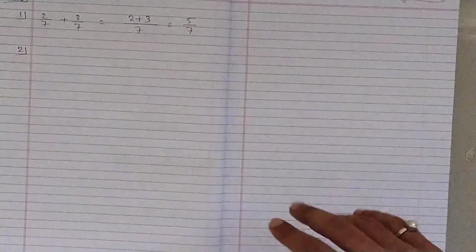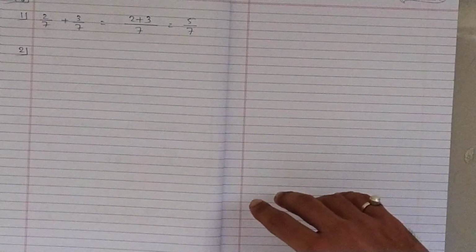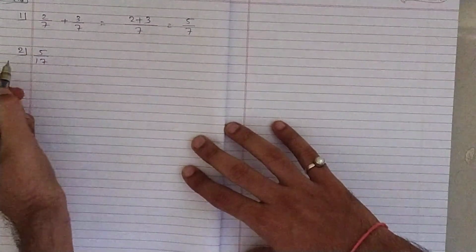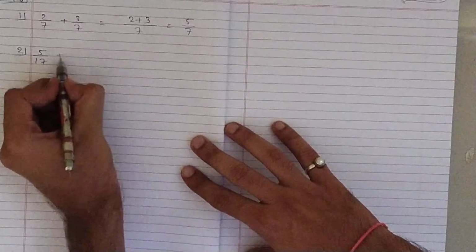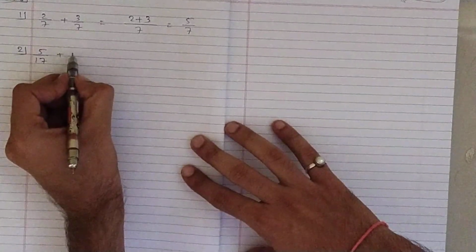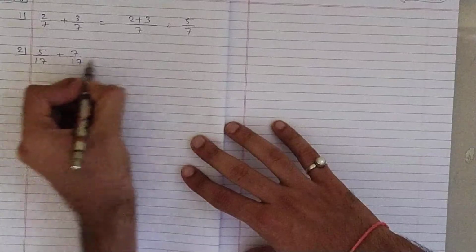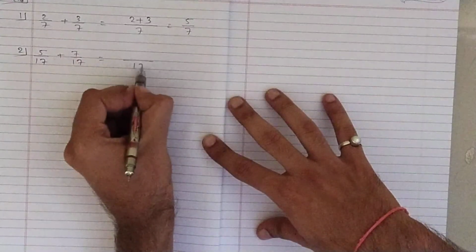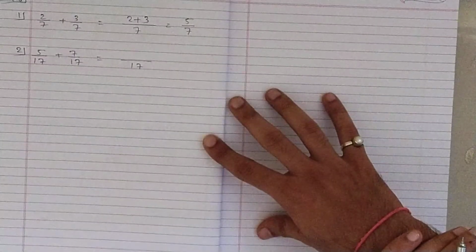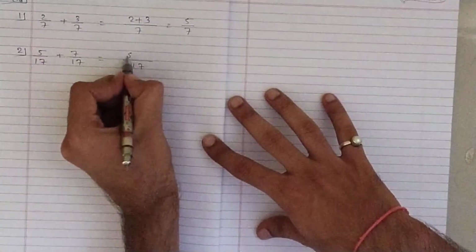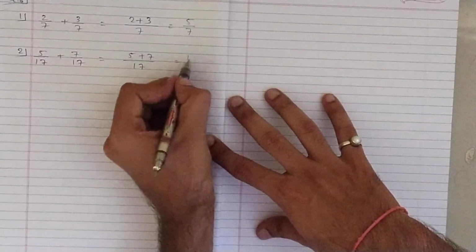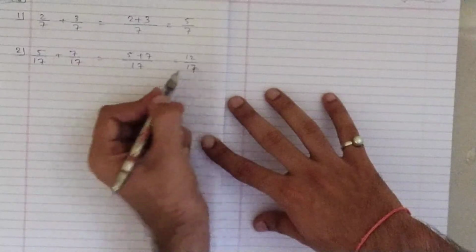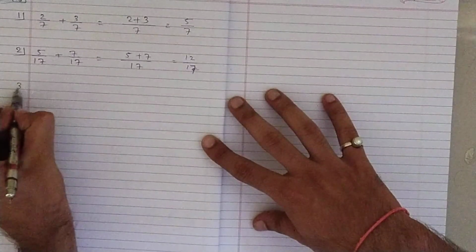Second one, that is C, 5 upon 17 plus 7 upon 17, right? Again a like fraction, same denominator, we'll copy the denominator in the answer. Then 5 plus 7, that is 12. Again no more cutting is possible, so we'll leave it as it is, and it is our final answer.